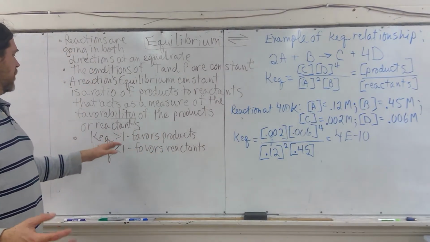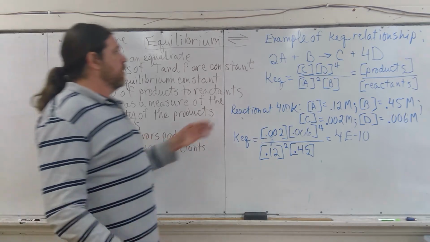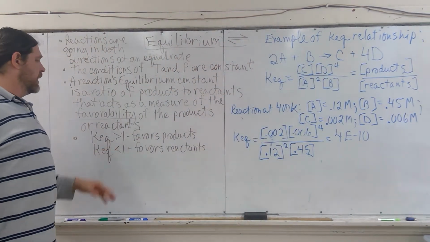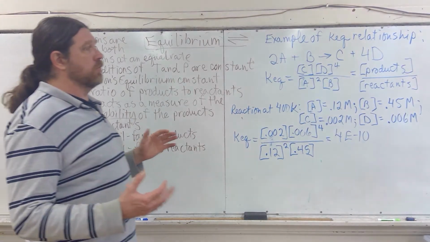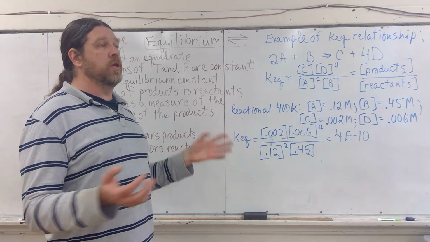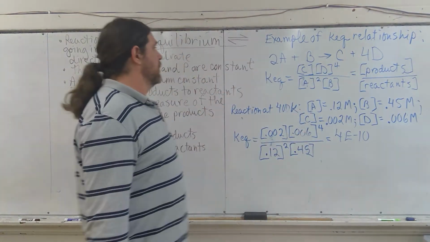If we have a large KEQ, we are going to be favoring more products than reactants. But if we have a low KEQ, then reactants are favored under those set conditions, and presumably the conditions would have to be changed if we wanted to favor products more.